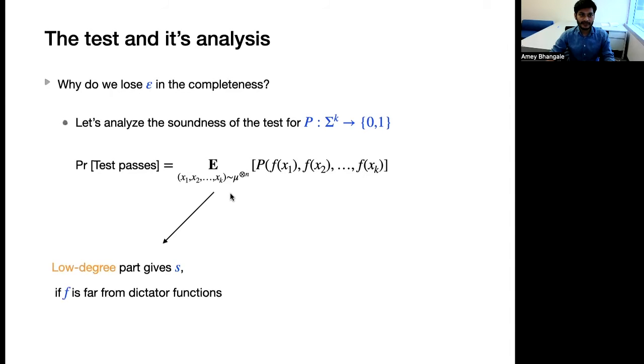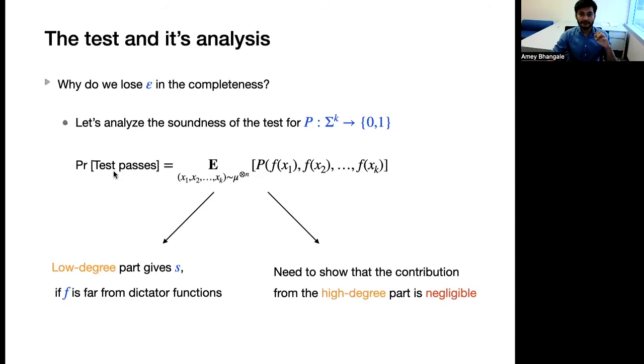Now we can break this into two parts, one involving only low degree parts of F and another involving high degree parts of F. Now the low degree part contributes S to the probability if F is far from dictator functions. And Raghavendra showed this by somehow using this low degree part to round the SDP solution. And since we know that the optimum value is at most S, you cannot get anything better than S in this rounding. And that's why the contribution from the low degree part in this acceptance probability is at most S.